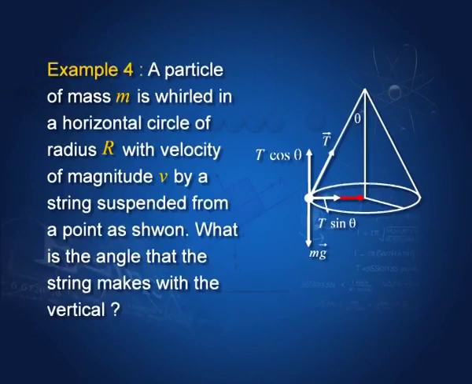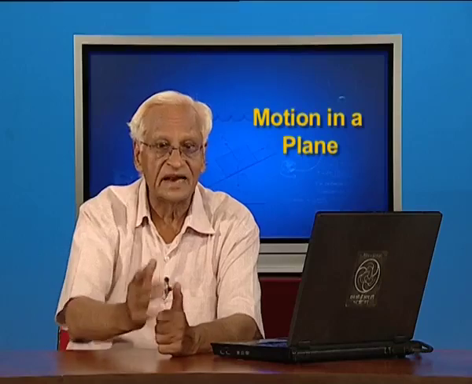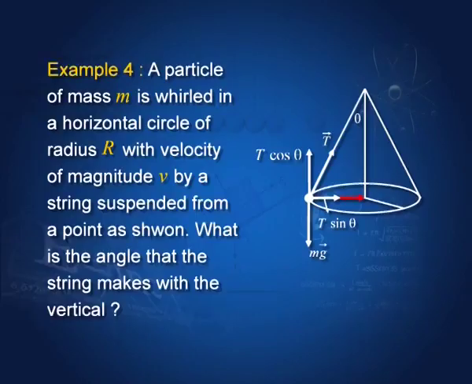Let us take another example. Now we bring another element, the tension in the string. A particle of mass m is whirled in a horizontal circle of radius r with velocity of magnitude v by a string suspended from a point as shown. What is the angle that the string makes with the vertical?